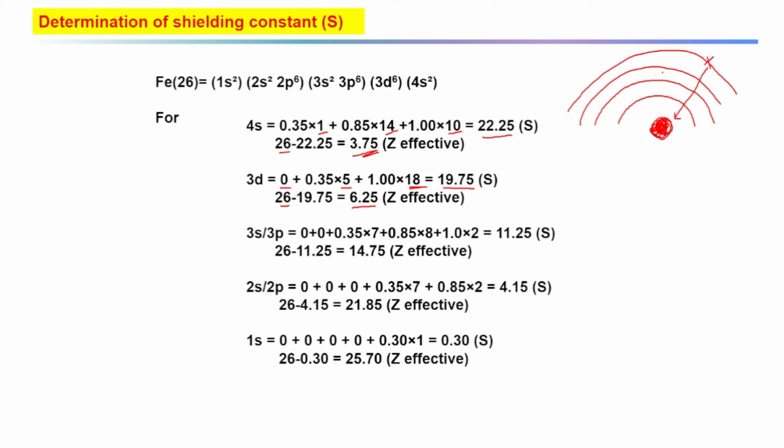The electrons which are in 3d are much closer to the nucleus, right? So they will feel more attraction to the nucleus. They will feel that per electron there are actually 6.25 protons. So this will be their conception, meaning that will be the Z effective for these 3d electrons.